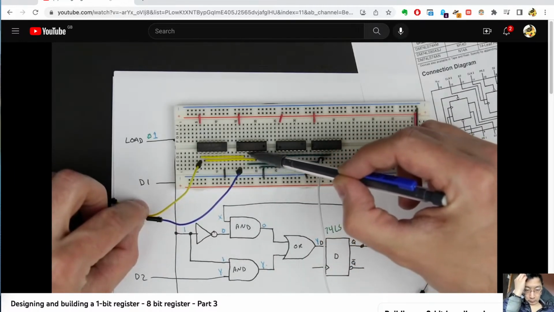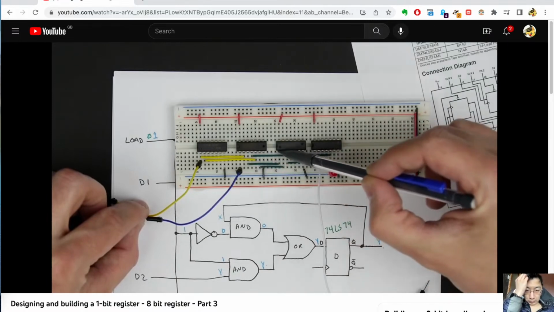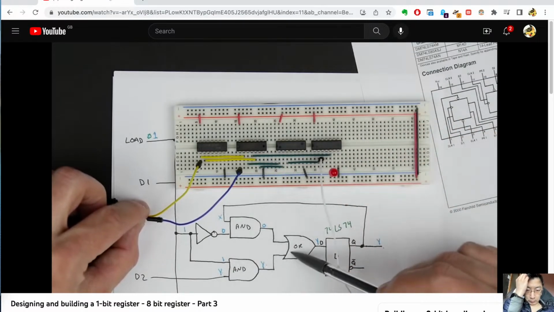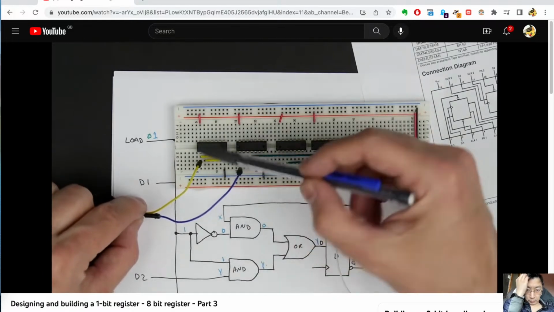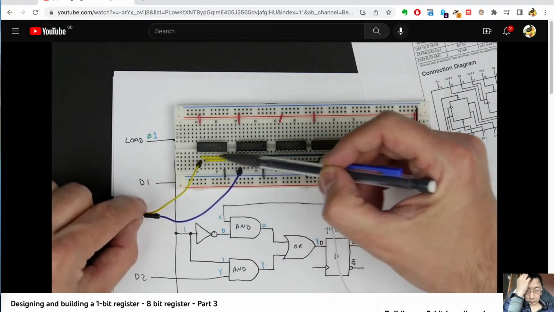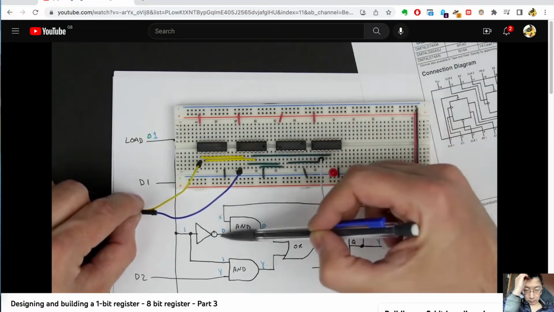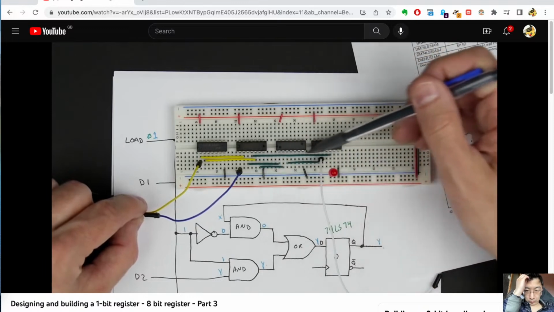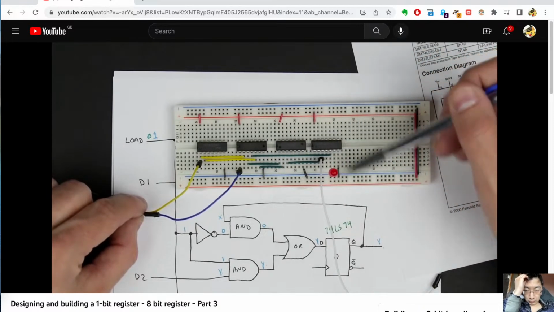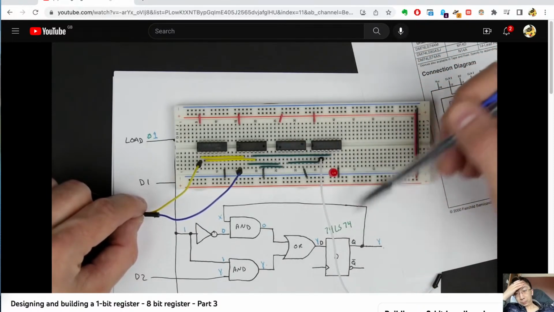And then the output of that AND gate, this third pin, goes over to one of the inputs of our OR gate. The inverted load comes out of the second pin of our inverter, and that goes over into the other AND gate here. And then the other input of that is this green wire here at the top that is coming from the output of our flip-flop, the Q pin.